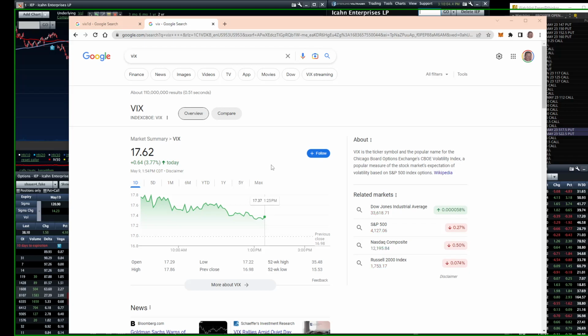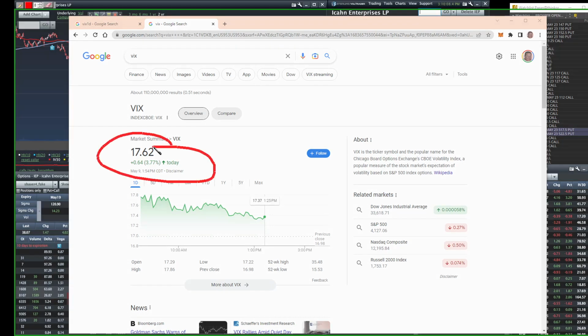So the regular VIX that everybody follows all the time, has been around for 30 years, currently is 17.62, and you can see it's barely changed on the day. In fact, it's down from where it was this morning. And here's the reason why, and here is what the difference is between the VIX and the VIX 1 day.